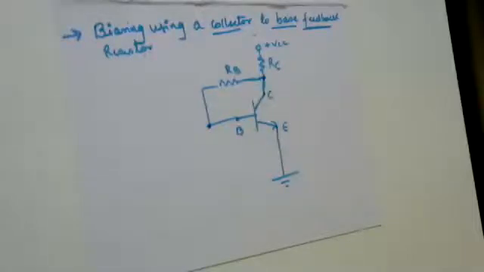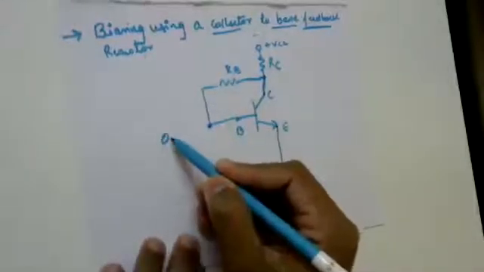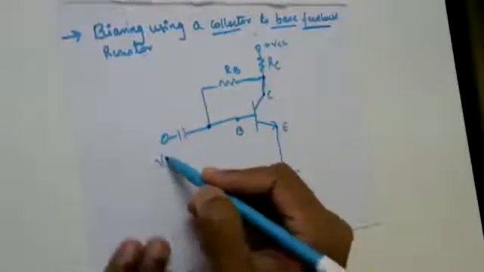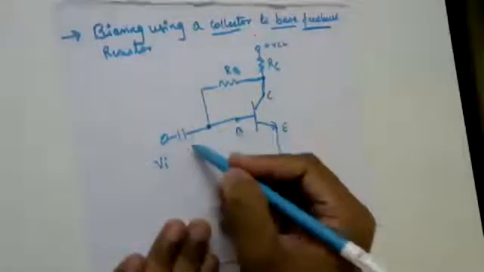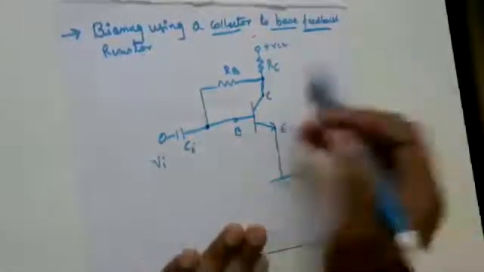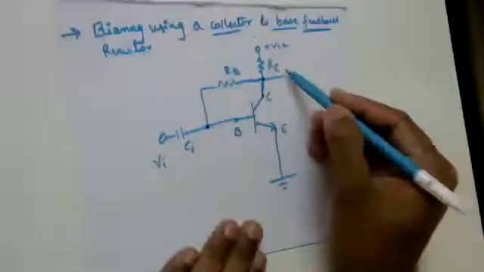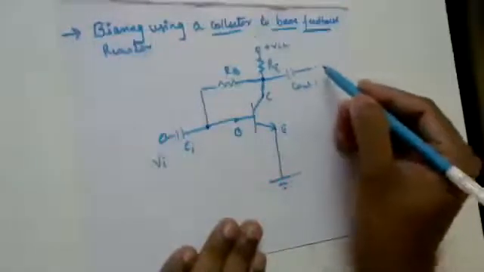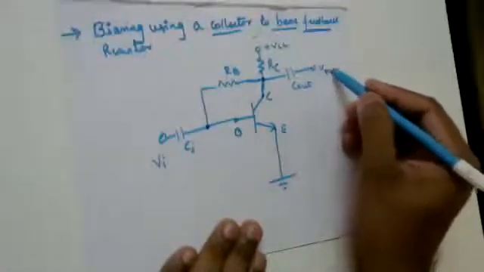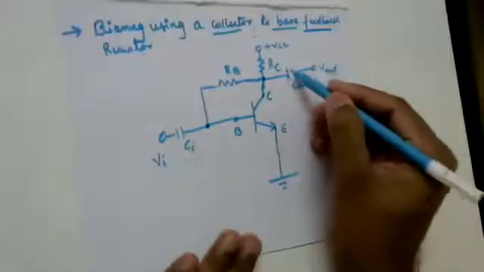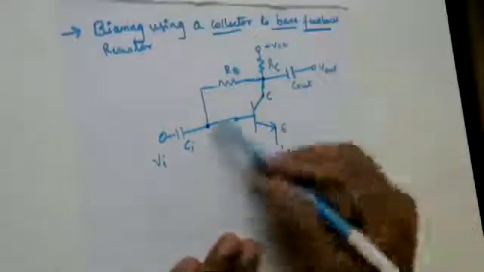Whenever I want to apply any input signal, this is my input terminal Vi, wherein I'll be having a capacitance called the input coupling capacitor. Whenever I want to view any output signal from the circuit, I'll be having one more capacitor in the circuit called the output coupling capacitor. Fine. So this is my circuit.